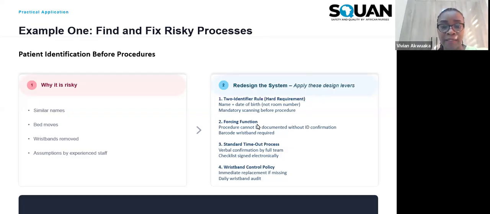If you have a barcode scanner, better. If you don't have a barcode scanner, please ask and confirm that you are dealing with the right patient. I mean, some patients have had the wrong legs removed. Somebody has had the wrong eye removed, and we've seen these cases globally, right? Also, we talked about forcing function. In this case, what will be applicable is you cannot document the procedure without confirming the patient's ID. Barcode wristbands, as we've said, would be a way to force function here.